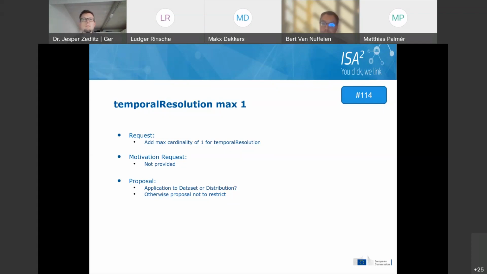Currently, I think the general feeling is that, yes, we should restrict to 1 for both. And then, if we find out later that there are use cases where it would be useful to have it relaxed, then we can relax that in the next version. Is it okay? Anybody in disagreement with that?